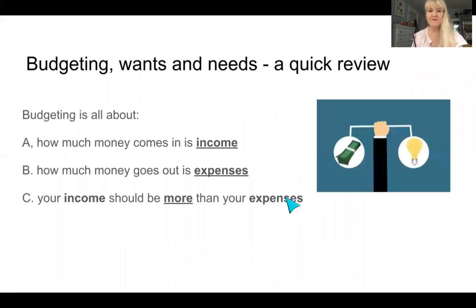Remember that budgeting is about making a plan to help us decide how to use our money. Budgeting is all about how much money comes in and how we use that money. The money that comes in is called income. The money that goes out is expenses. Your income needs to be more than your expenses.